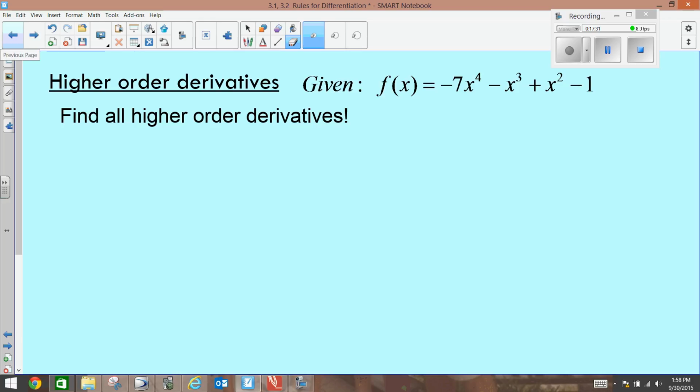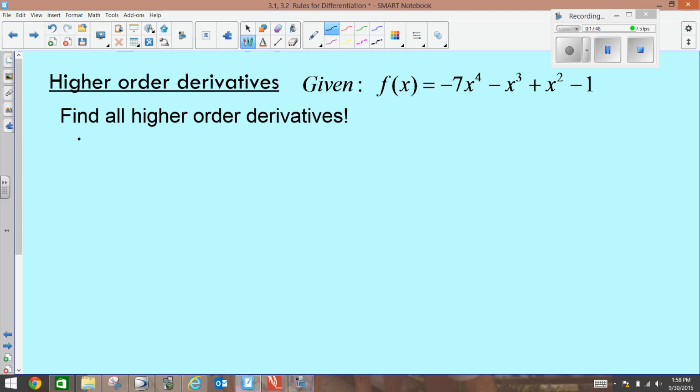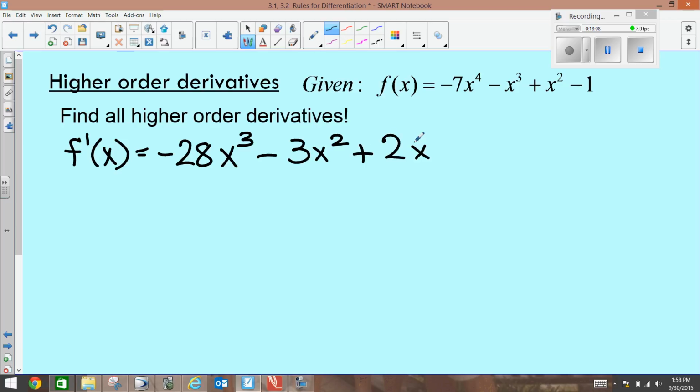Okay. Let's start here. Higher derivatives, derivative of a derivative. Remember, it's the second derivative. So f prime equals, all right, I'll give you a minute to do it first, or your teacher could pause. All right, and then you should get negative 28x to the third minus 3x squared plus 2x minus 0. So don't write that, okay? F double prime.